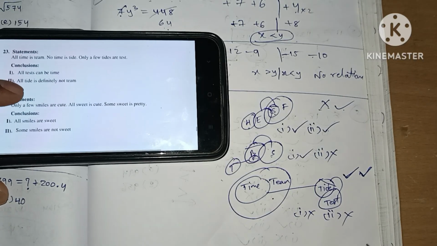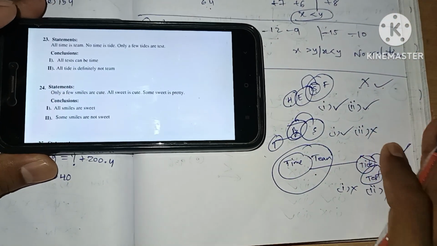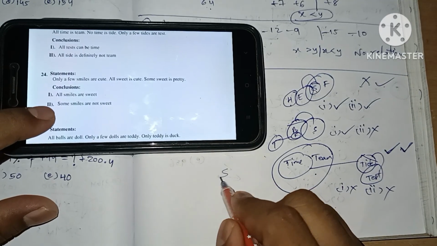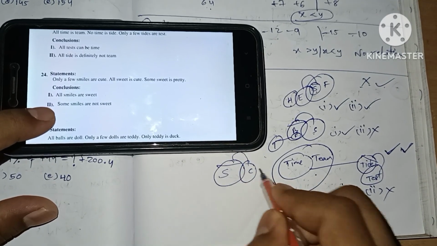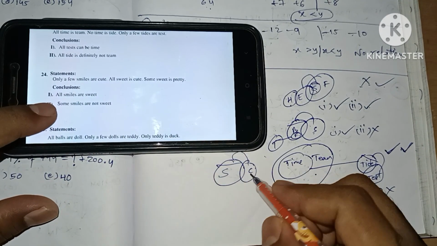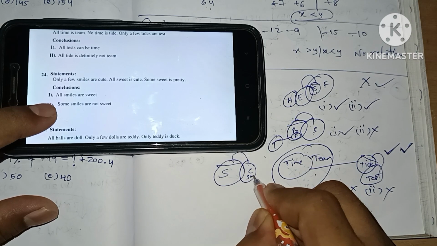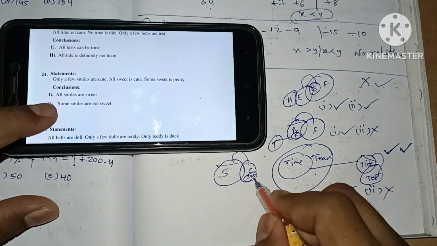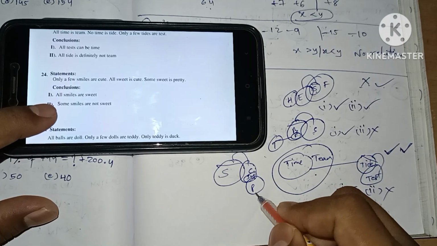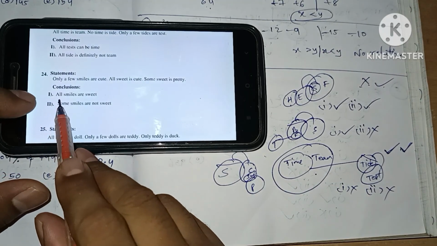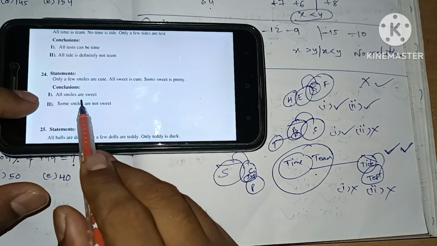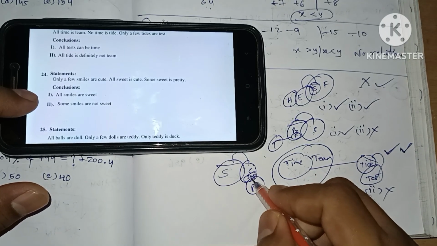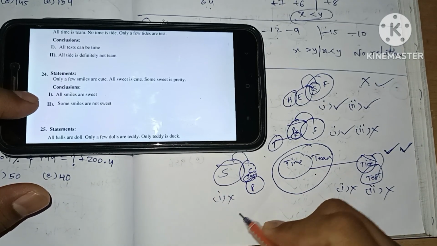Okay, let's see the fourth question. Only a few smiles are cute. All sweet is cute. Next, some sweet is pretty. Let's see the conclusions. All smiles are sweets. All smiles are inside sweets. No, the first conclusion is false.